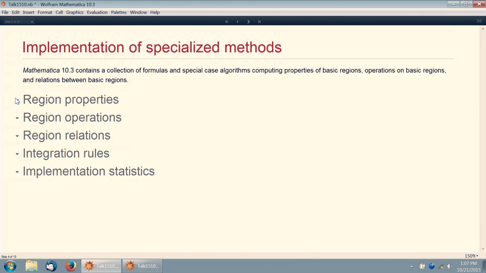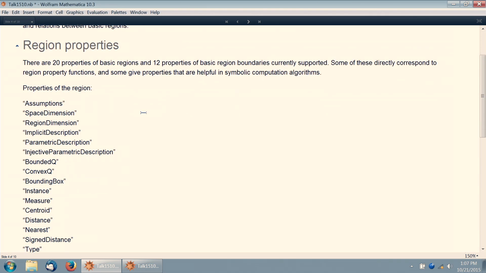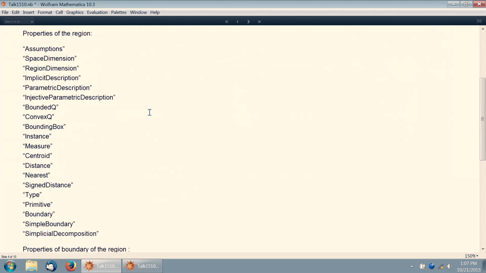So what are the properties? Here's a rather long list. We have 20 properties of basic regions and 12 properties of basic region boundaries, because a boundary of a basic region may not be a named basic region, but we still can have something like the surface of an ellipsoid. We know the formula for that, so we can store this. And the surface of an ellipsoid would be region boundary of ellipsoid, because we don't have a name for it. So here are the 20 properties that we are storing.